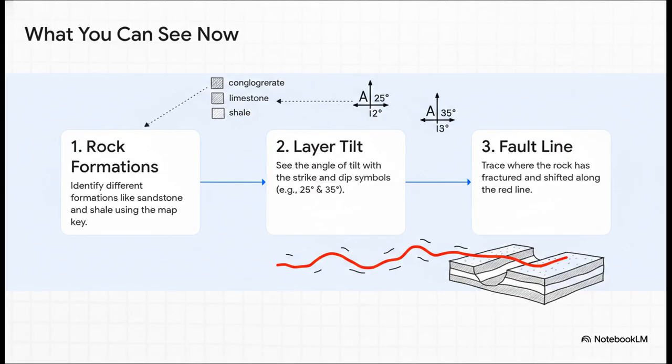First, the key on the right lets us identify the different rock formations. Okay, that pattern is conglomerate. This one is limestone. Easy enough. Next, let's check out our strike and dip symbols. We can see that this layer over here is dipping at a pretty gentle 25 degrees, but the one next to it is much steeper, at 35 degrees. And finally, you can trace that red fault line right across the map and then look down and see exactly how it fractures and offsets the layers in the 3D view. You're not just looking at it anymore, you are reading it.